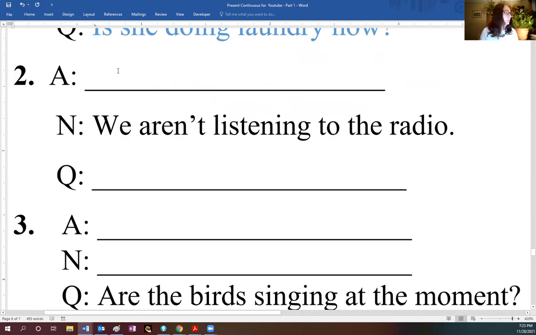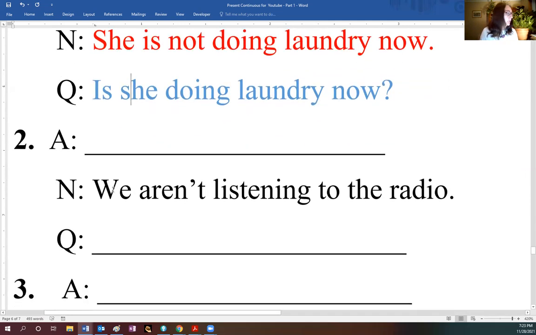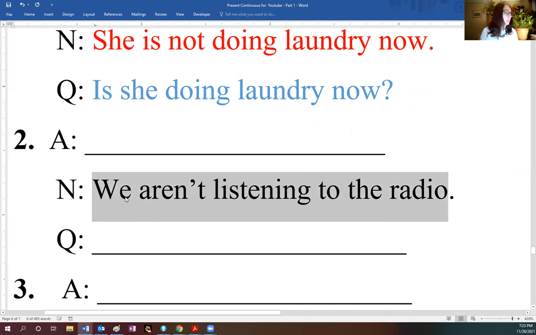Okay, number 2, you can copy now if you want and then get the answers, but I would like you better if you pause it, you copy 1 to 4, and then you do it, and then you check the answers. Okay, so now we have a negative sentence. So we aren't listening to the radio. So instead, I just leave out not, and then it will be a positive sentence. So instead of saying we are not listening to the radio, I said we are listening to the radio.